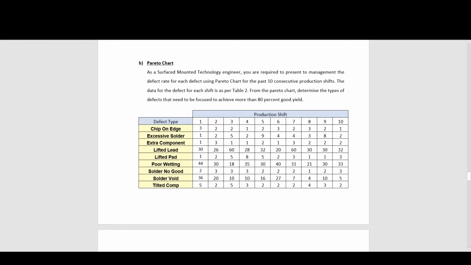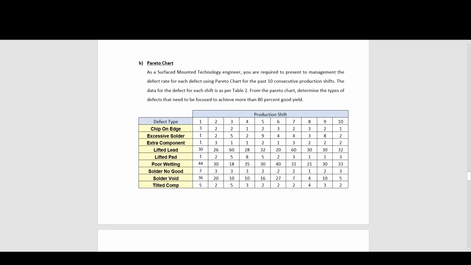Moving on is the Pareto chart, and quickly reading the questions. Okay, we are the surface mounted technology engineer, and we're going to present to the management the defect rate for each defect using the Pareto chart for the 10 production shifts, right? So we're going to form this Pareto chart and determine the type of defect that needs to be focused on to achieve more than 80% of good yield.